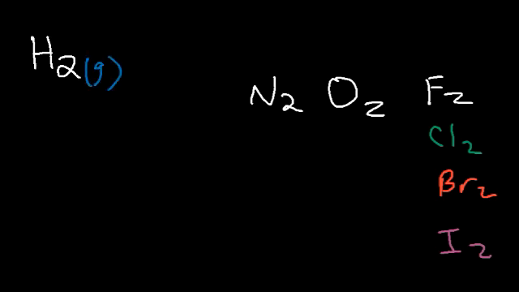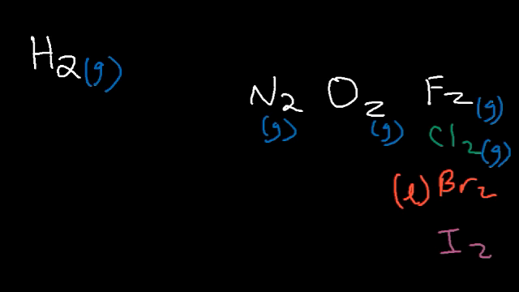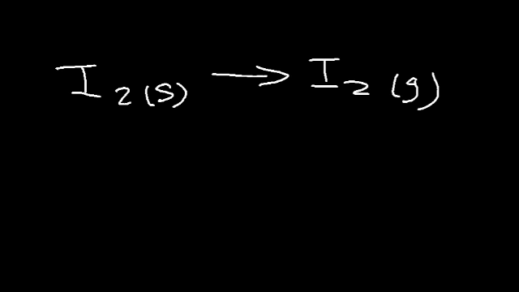Hydrogen is a gas at room temperature. Nitrogen is a gas. Oxygen is a gas. Fluorine is a gas. Chlorine is a greenish gas. Bromine is a red liquid. And iodine is a purple volatile solid. Iodine, under normal standard temperature and pressure conditions, even though it's a solid, can sublime directly into a gas. Whenever a substance goes from a solid to a gas, it's known as sublimation. So make sure you know your 7 diatomic elements.